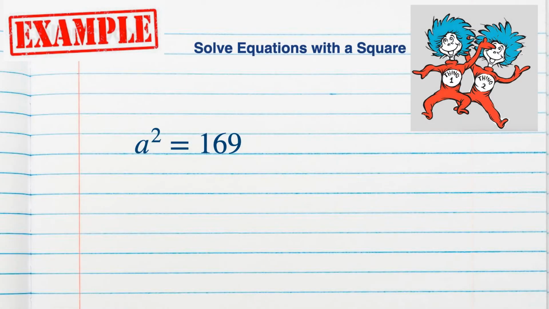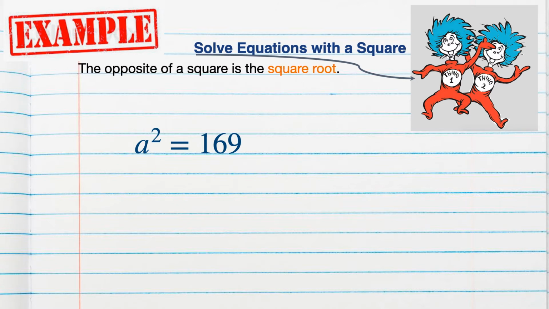So now we have reached our learning target, which is solving equations with a square. Anytime you hear the word solve equations or solve, you have to put on your thinking hat of thing 1 and thing 2. Why? Because they always do the opposite. And yes, the opposite of a square is the square root. What is a square root? A square root of a number is a value that when you multiply by itself, it gives the number.